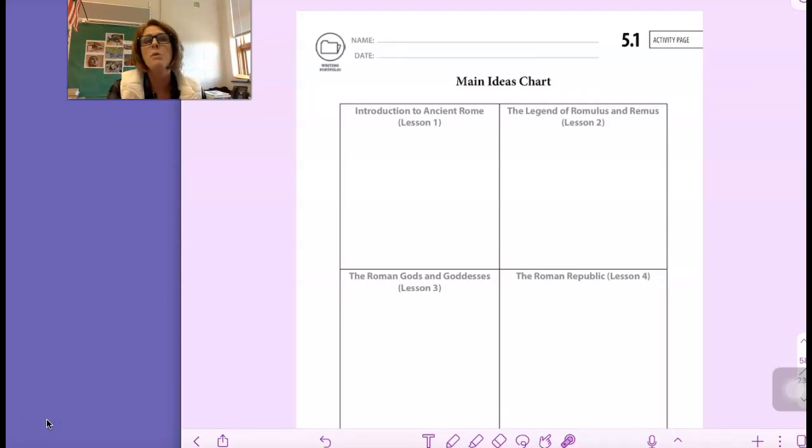And what you're going to do, you're going to go back into that lesson and figure out what the main idea of that study was. So when we did the introduction and Rome then and now, when we read the legend of Romulus and Remus, what's the main idea that you take away from that? And then we're going to share at our meet so that we all have a completed main ideas chart. So I'm going to write the names of the people who are doing each lesson in the box. But in your box, you're going to write what you think the main idea is.